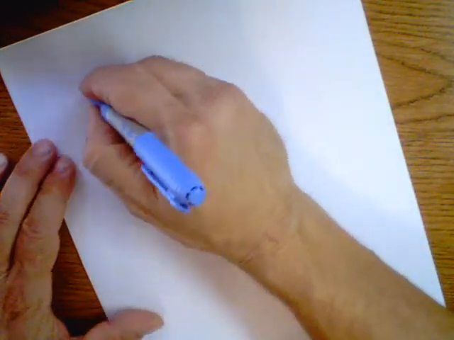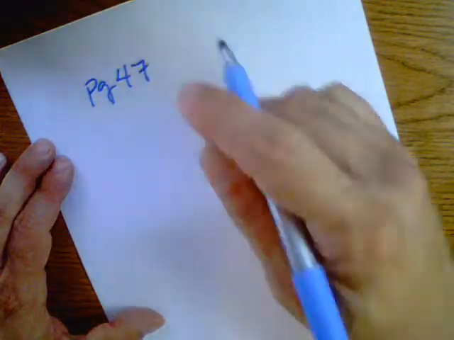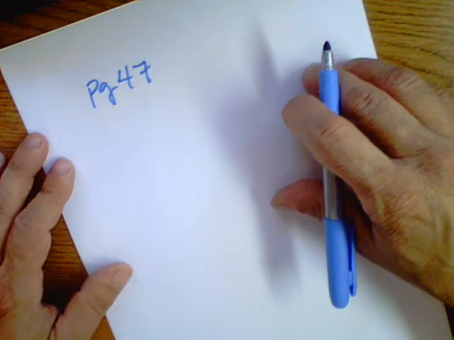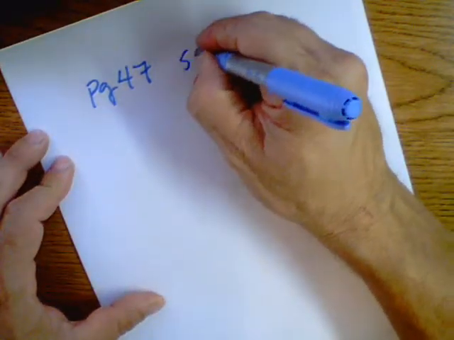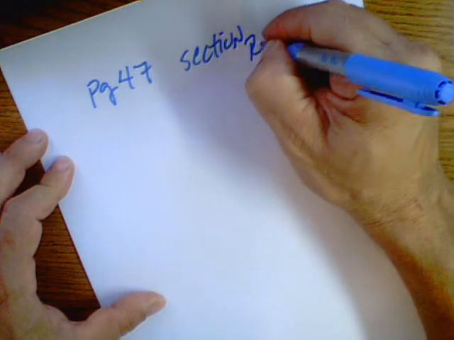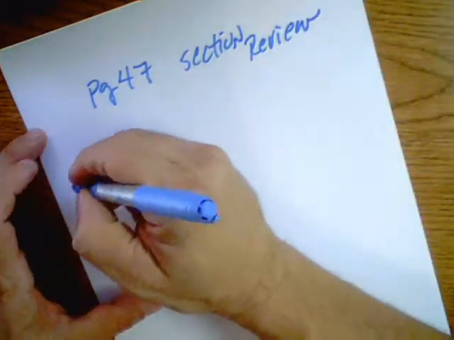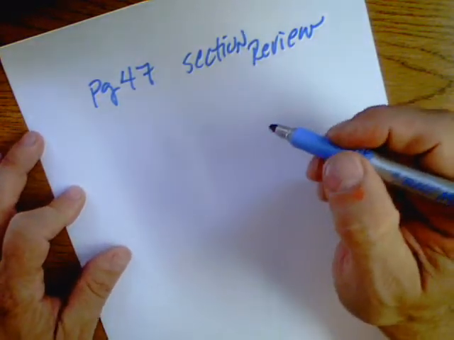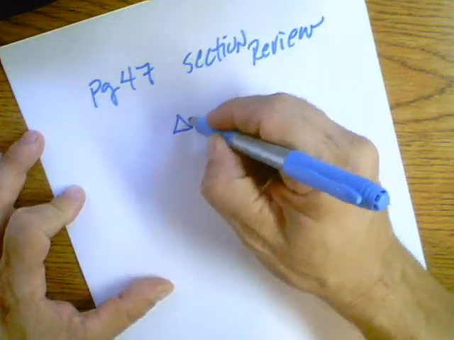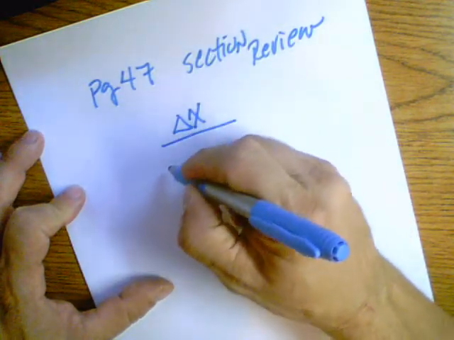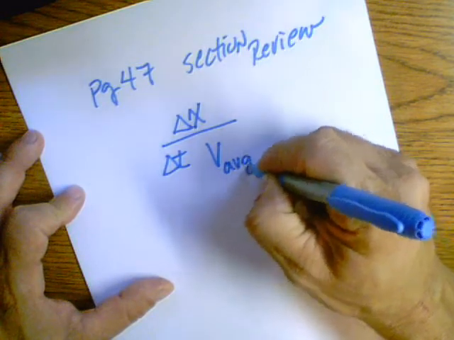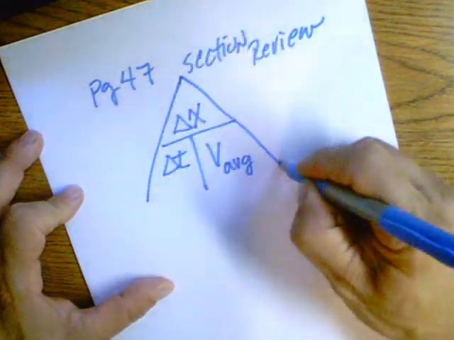Let's try a couple of section review questions. I'm on page 47. All right, so really with this equation, all you have to try and memorize is a change in x, change in t, velocity, average. Here's the relationship.